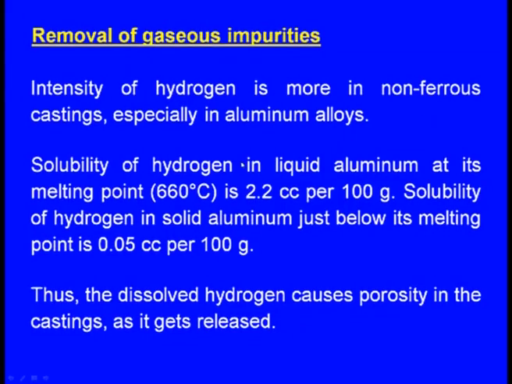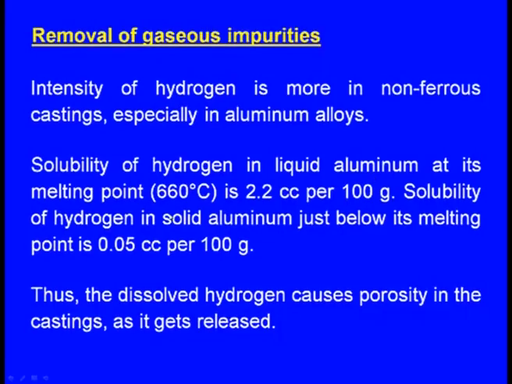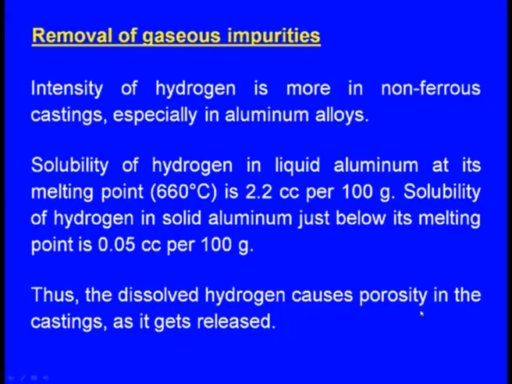Now, how to remove these gases, the gaseous impurities? Intensity of hydrogen is more in non-ferrous castings, especially in aluminum castings. All the molten metals absorb gases, but in non-ferrous alloys, absorption of gases is more, especially in the aluminum alloys. Solubility of hydrogen in liquid aluminum at its melting point, that is 660 degree centigrade, is 2.0 cc per 100 grams. Whereas, solubility of hydrogen in solid aluminum just below its melting point is just 0.05 cc per 100 grams. Thus, the dissolved hydrogen causes porosity in the castings as it is released.